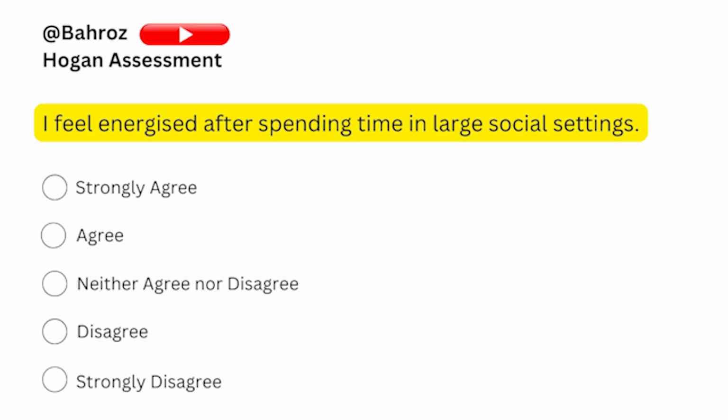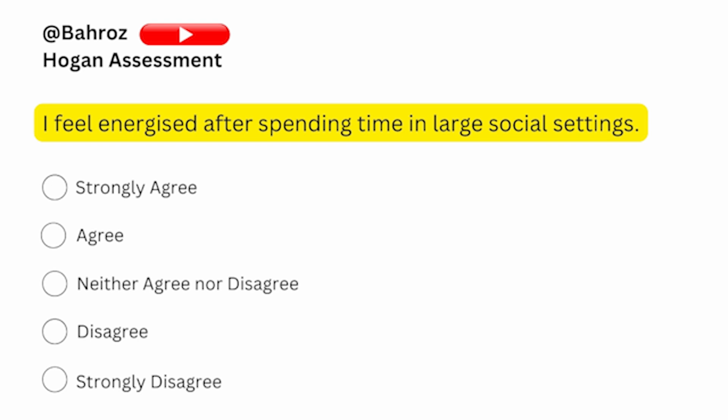Question 3. I feel energized after spending time in large social settings. The sociability scale measures how extroverted you are, how much you draw energy from being around people versus preferring to work alone. Now, here is the nuance. The right answer depends somewhat on the role you are applying for. If you are going into sales, business development, client management, PR, or any customer-facing role, you absolutely want to answer strongly agree or agree. Companies need to know you thrive in social environments.